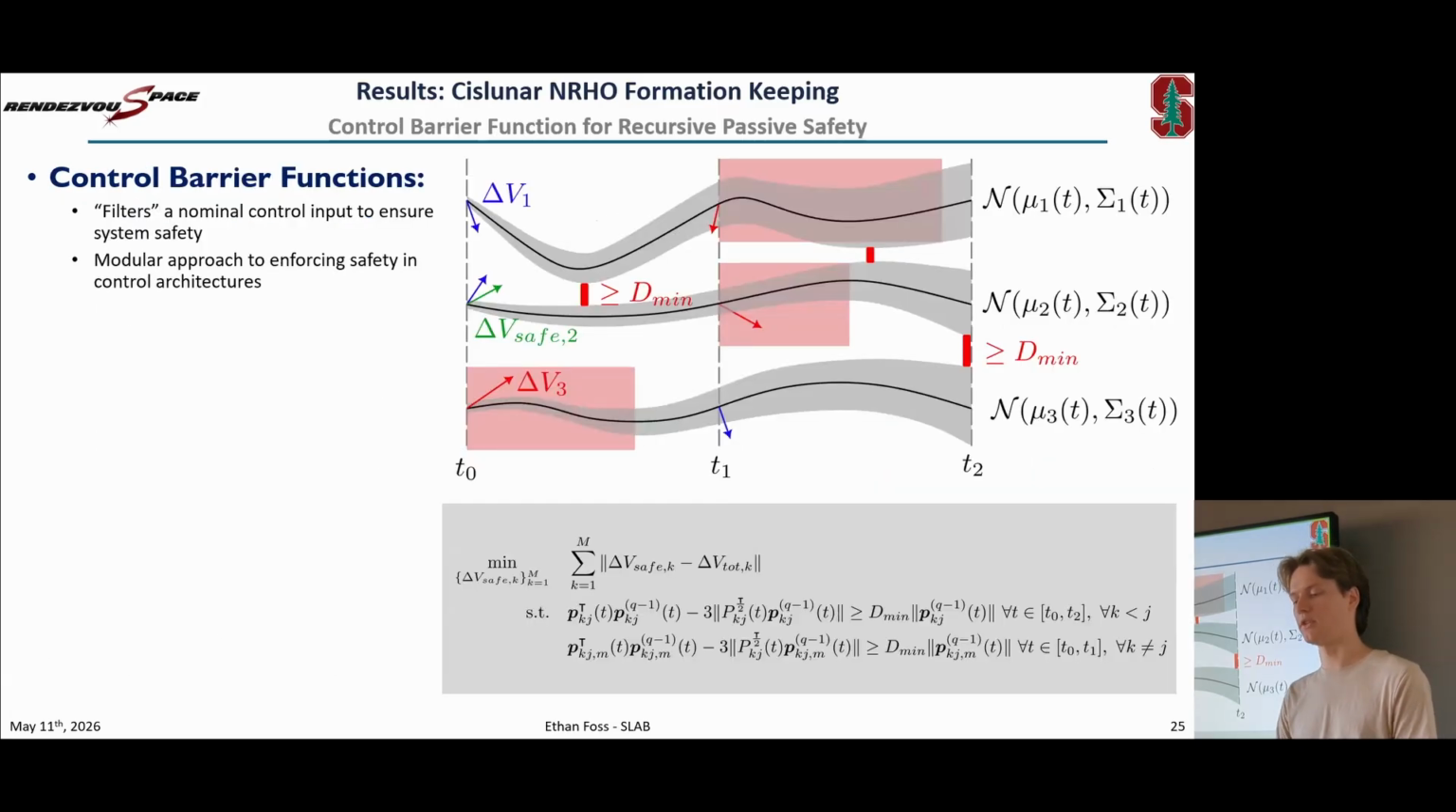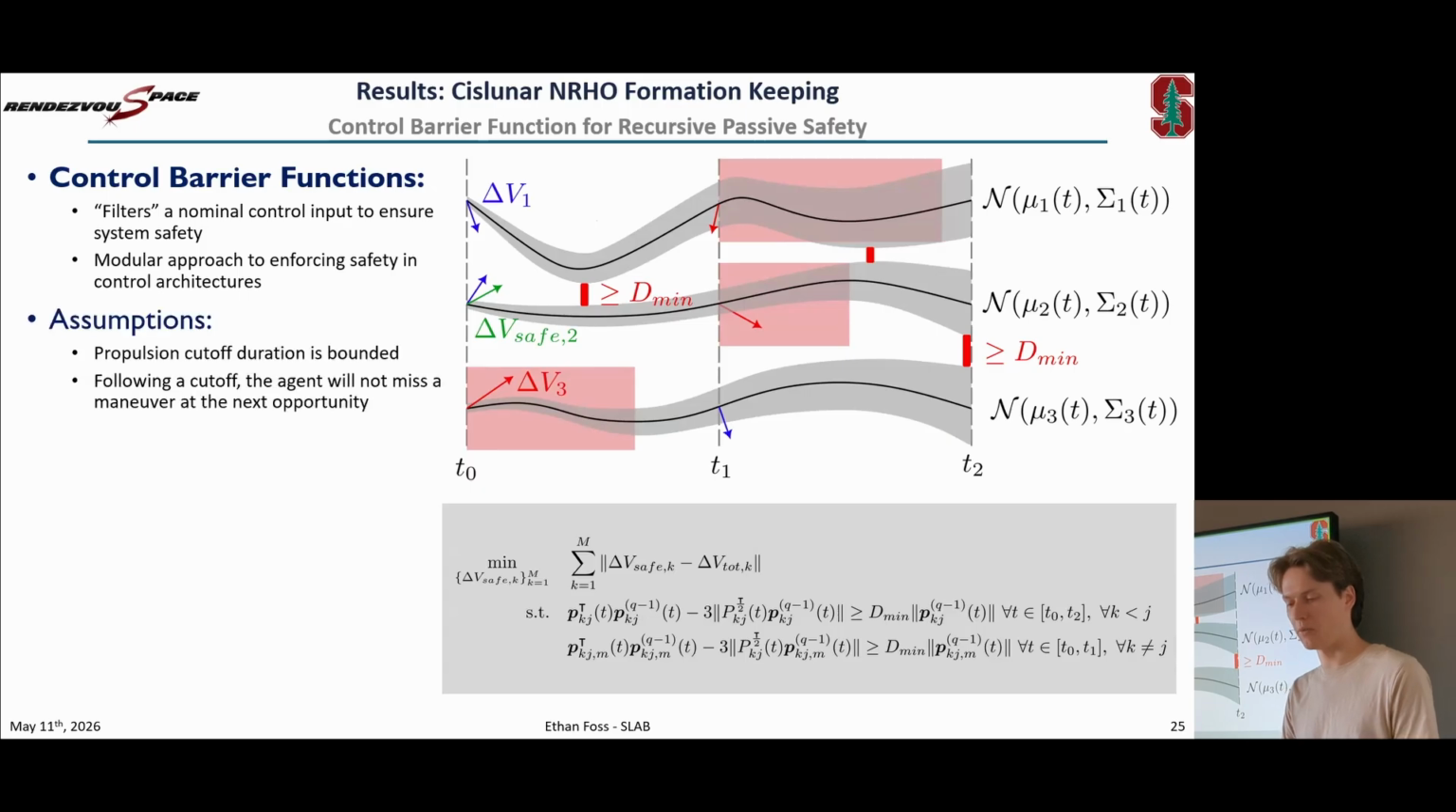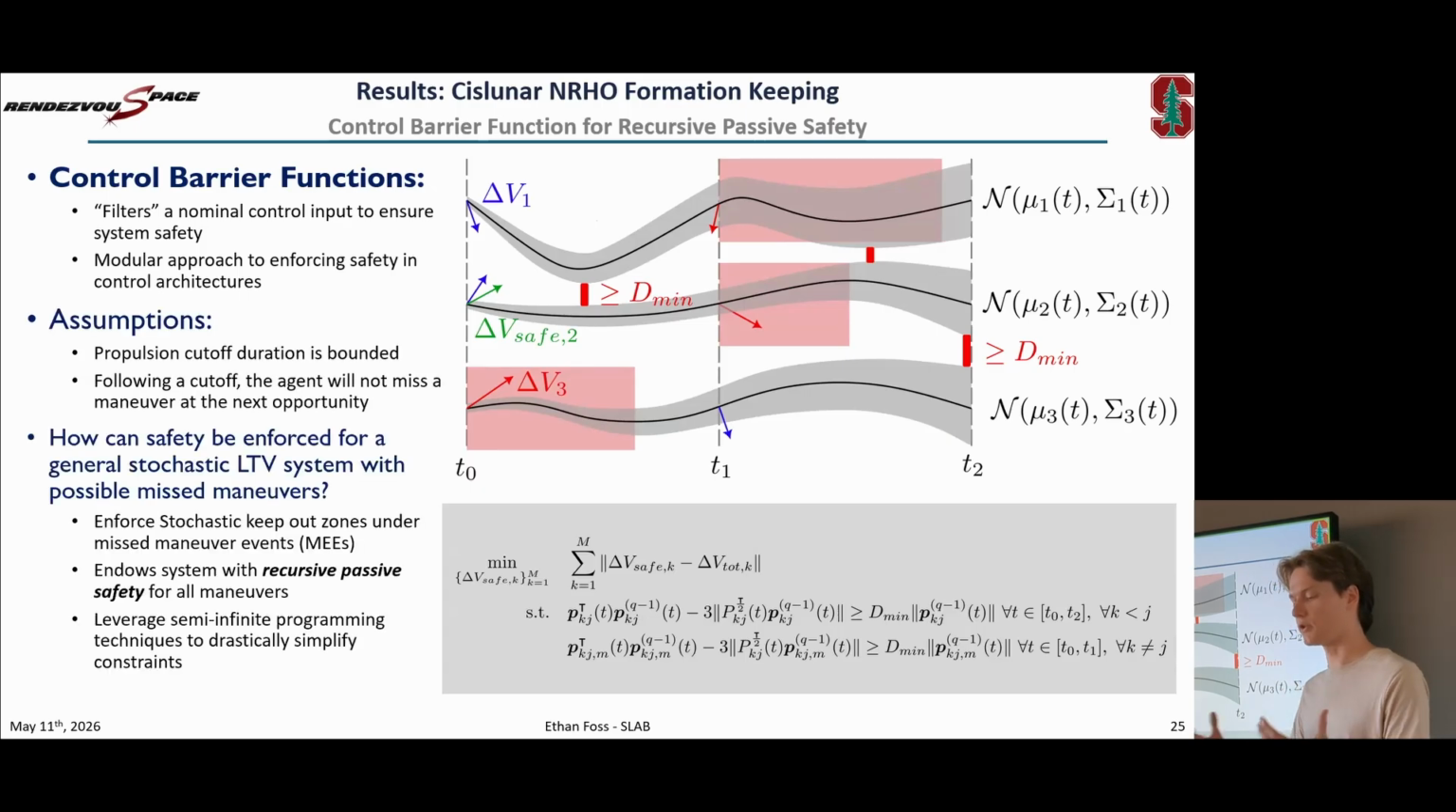And the last thing I'll mention is the introduction of the control barrier function. I won't go too much into the details here, but under various assumptions, we can enforce stochastic keep-out zones. That means we ensure safety to some probability margin. And we can essentially endow the system with this notion of what I call recursive passive safety. Under the feedback law that we introduce, if we couple this feedback law with our control barrier function, then we can ensure that the system will never have these close encounters of the spacecraft, which is obviously really important from a safety perspective, as we were mentioning earlier.